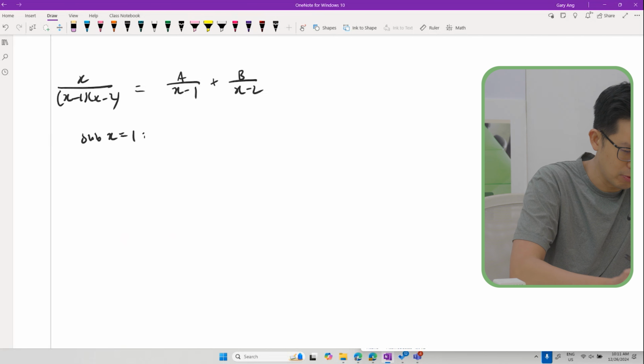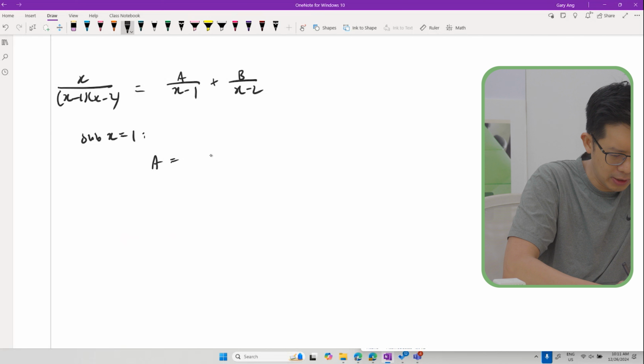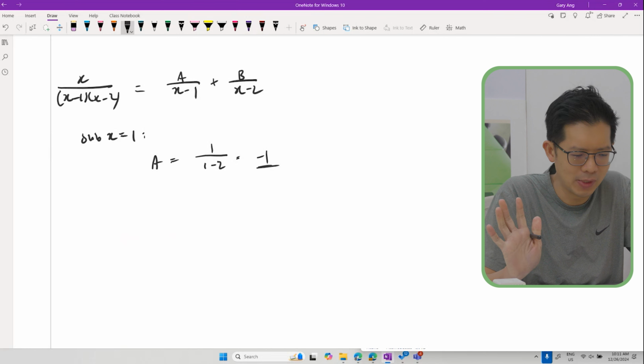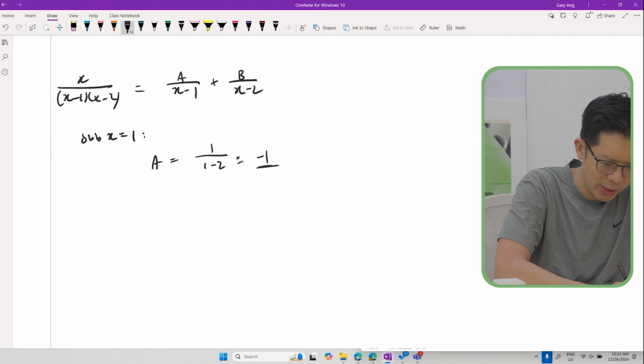So I substitute x equals 1, and guess what? I'm going to get 1 over 1 minus 2, and that will be minus 1. That's A. Full stop. Done. We're done. That's A. Then you go, wait, what just happened here?